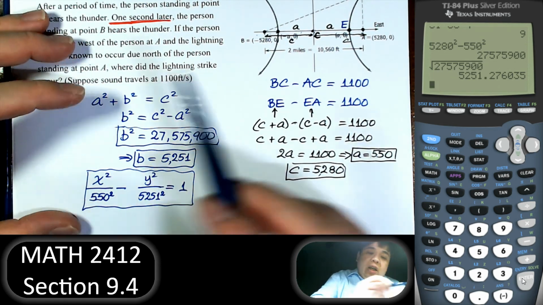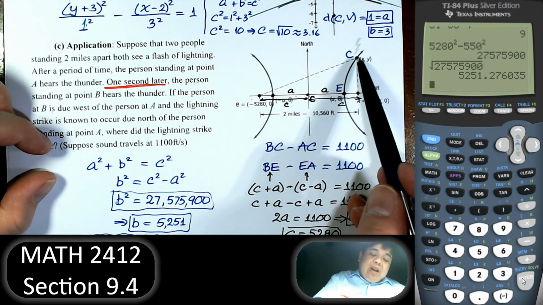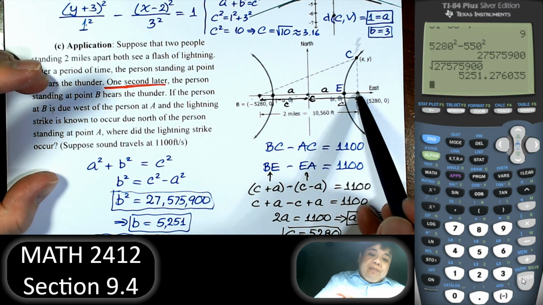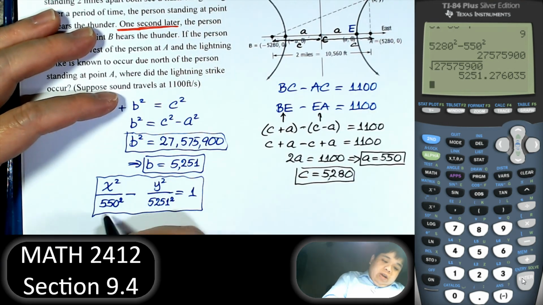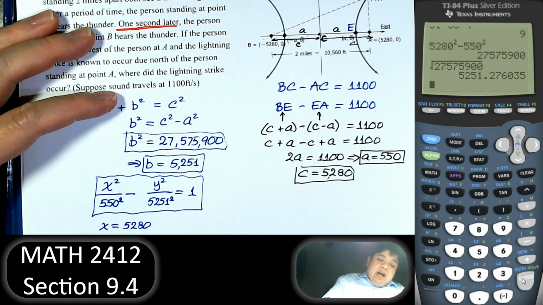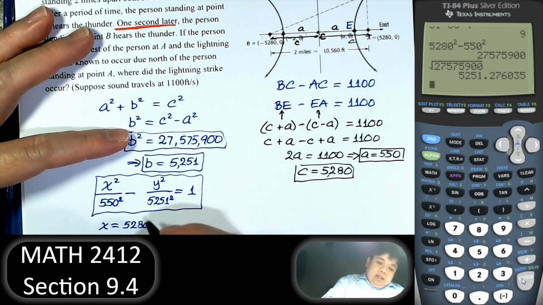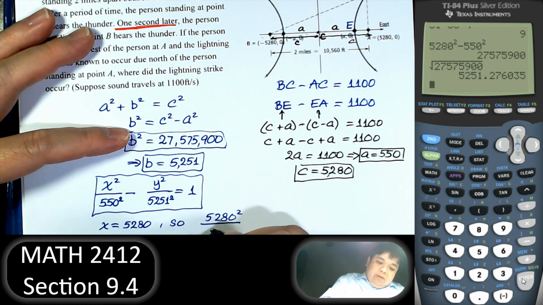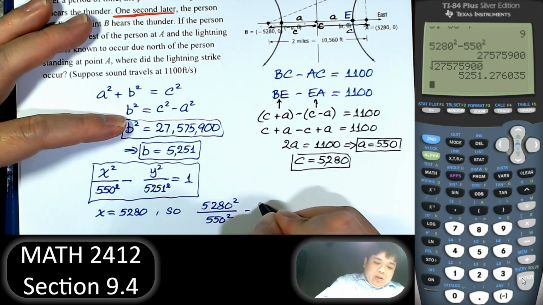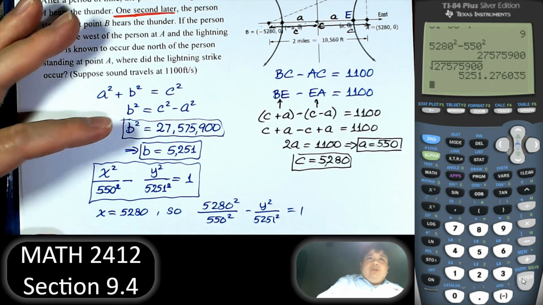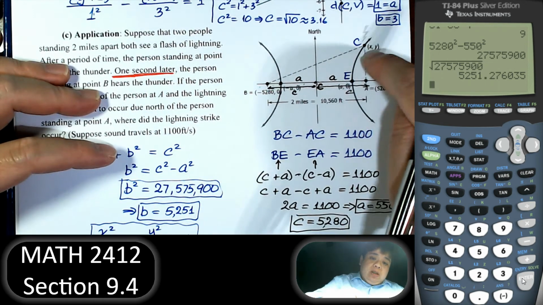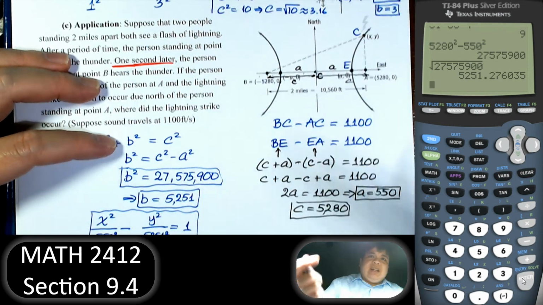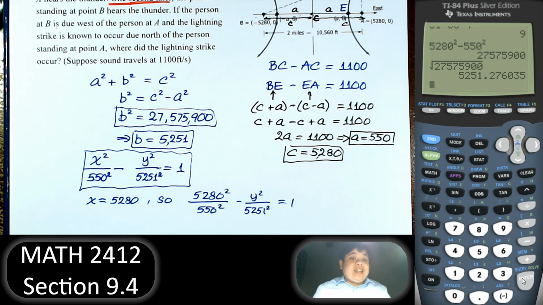The rest is easy. We know the lightning strike is at this point, directly above, north of A. So we know that x is equal to 5280. Substitute in this equation, we solve for y. So we have 5280 squared over 550 squared minus y squared over b squared equal to 1. Of course, then we just need to solve for y, and we're going to take, of course, the y that is positive. So that's easy. I'm not going to solve for that, but that's the idea.